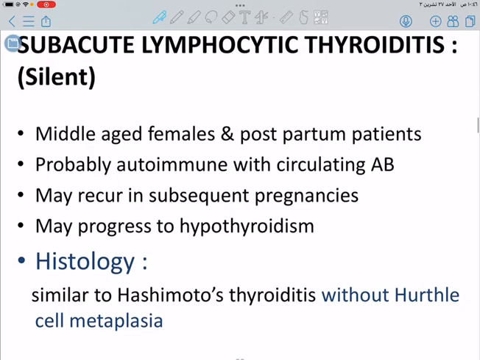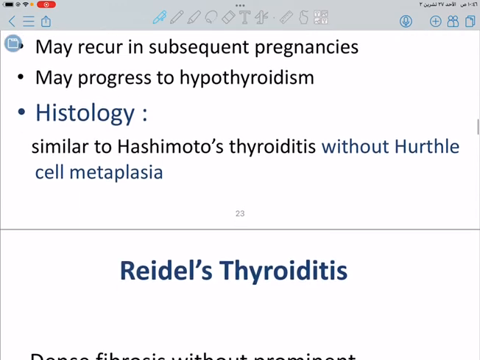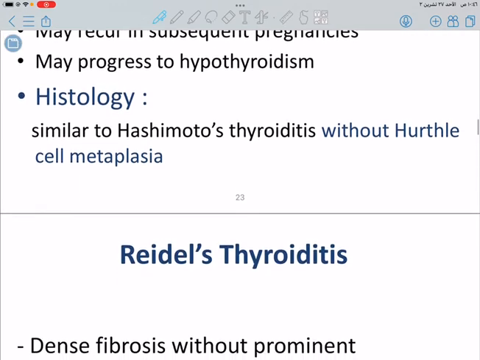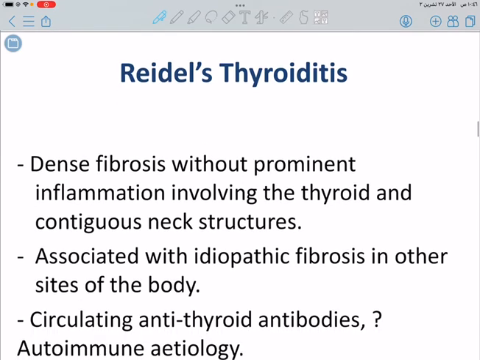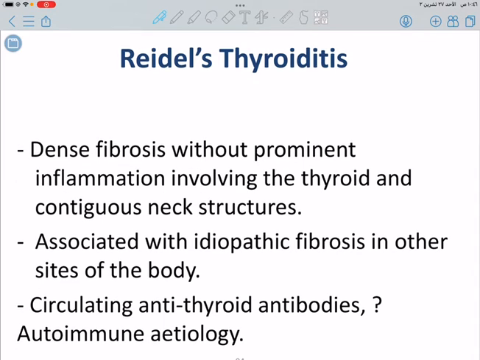Histology resembles Hashimoto's thyroiditis without Hürthle cell metaplasia. We talked about Hürthle cells: why do they form? Because of a long period of chronic lymphocytic thyroiditis. A long period of inflammation and destruction leads to regeneration of these cells, and when they regenerate, they acquire more and more mitochondria for production of more and more energy. Subacute lymphocytic thyroiditis does not have Hürthle cell metaplasia.